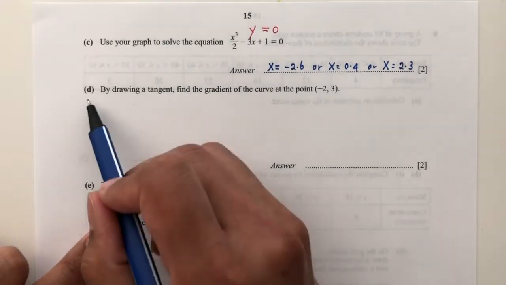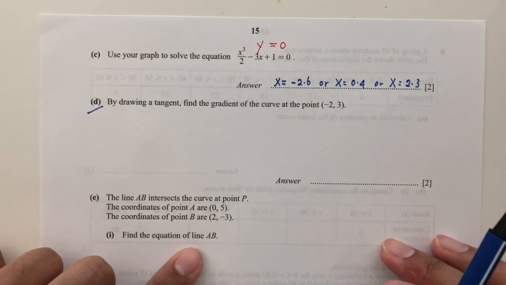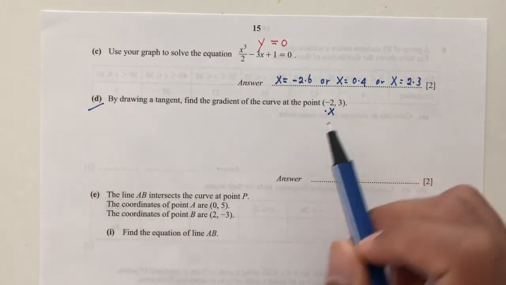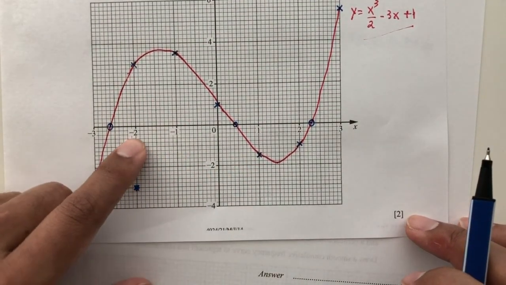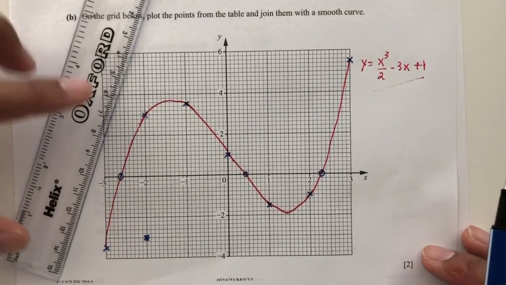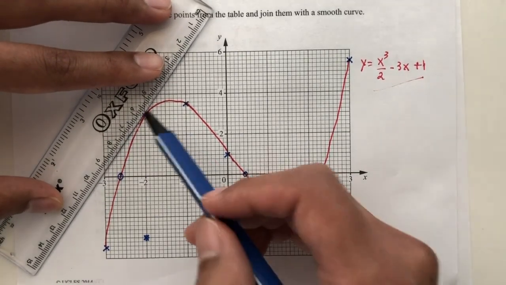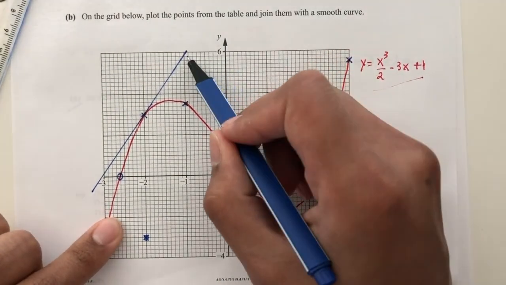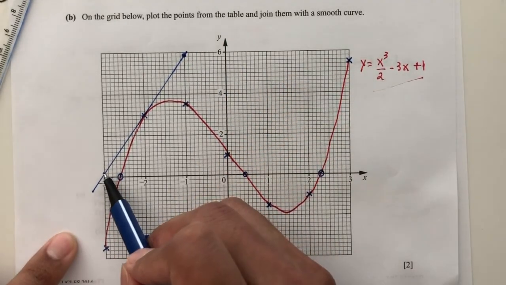Now part D, it says by drawing a tangent, find the gradient of the curve at the point this. This is x equal to minus 2, 3. So minus 2 is here, 3 is this point. So find the gradient of the curve at this point. So pretty easy. You have to draw a tangent at this point. It will be about this. And you have to find one point here. This point will be what? Will be 1 point, and this one will be the other point.